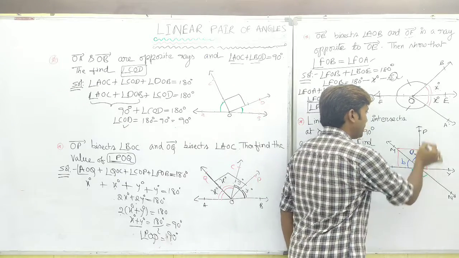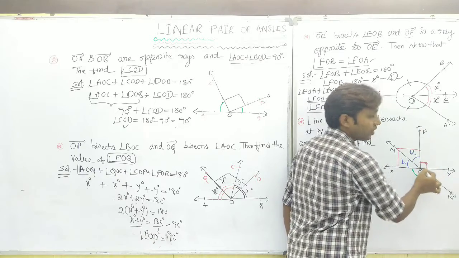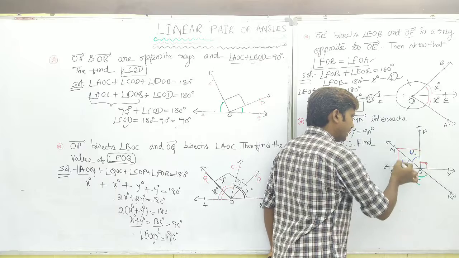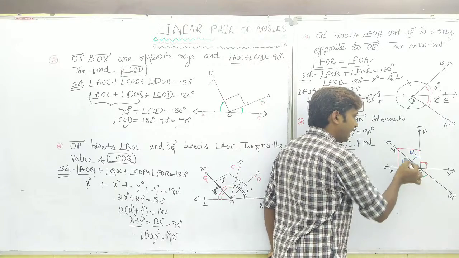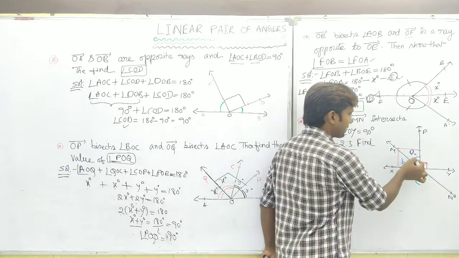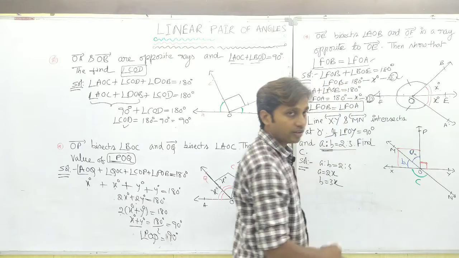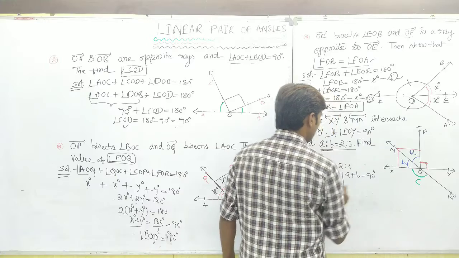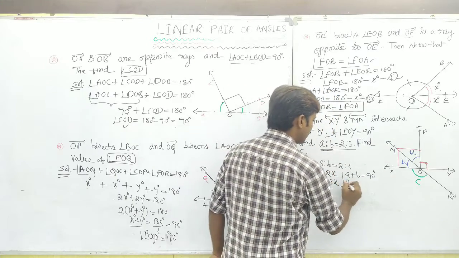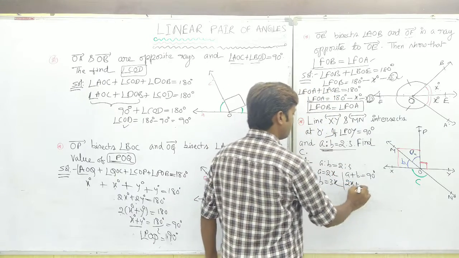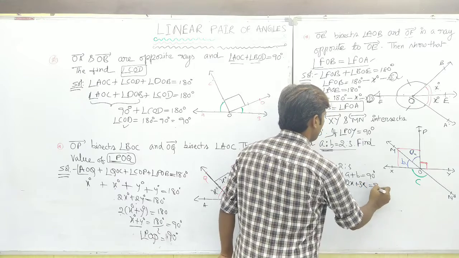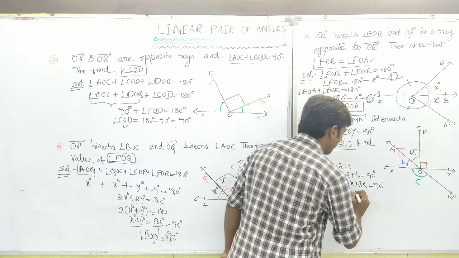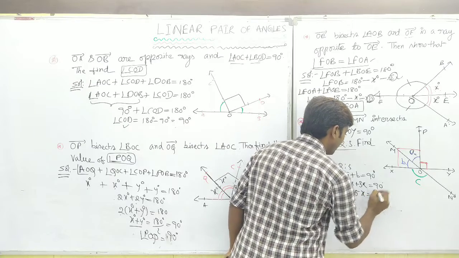Here, this angle XOP is also 90 degrees, because on the other side it is also making 90 degrees. So the sum of the angles A and B is equal to what? 90 degrees, or not? So A plus B equals 90 degrees. What is the value of A? 2x. And what is the value of B? 3x. So 2x plus 3x is 5x, right? So here 5x is equal to 90.